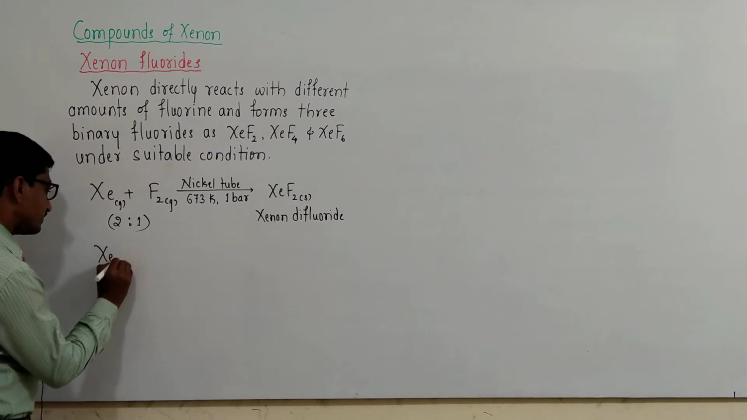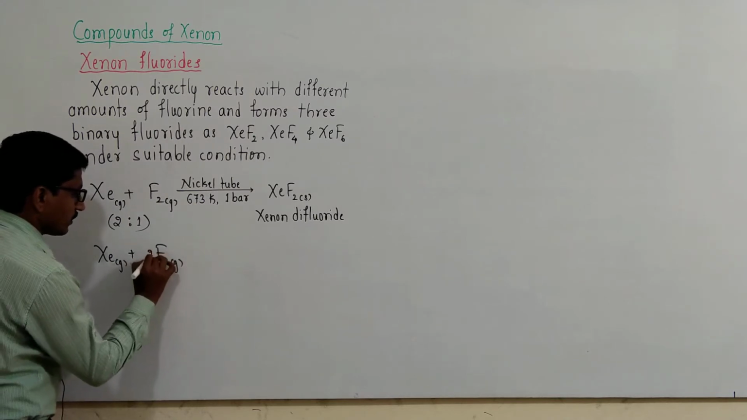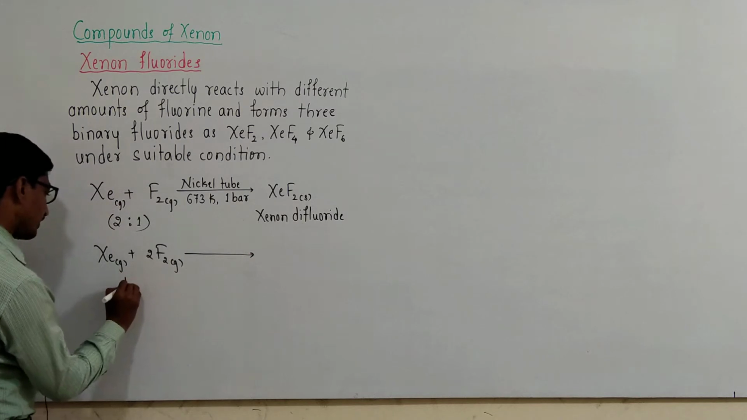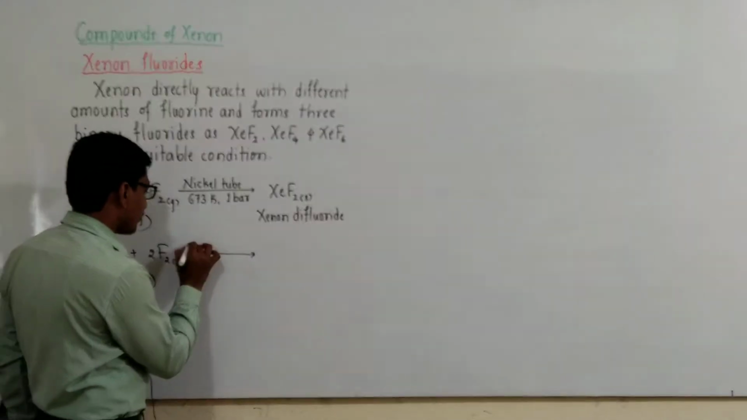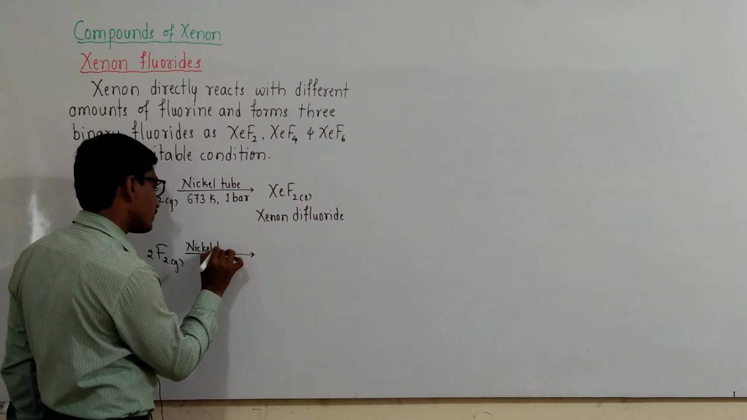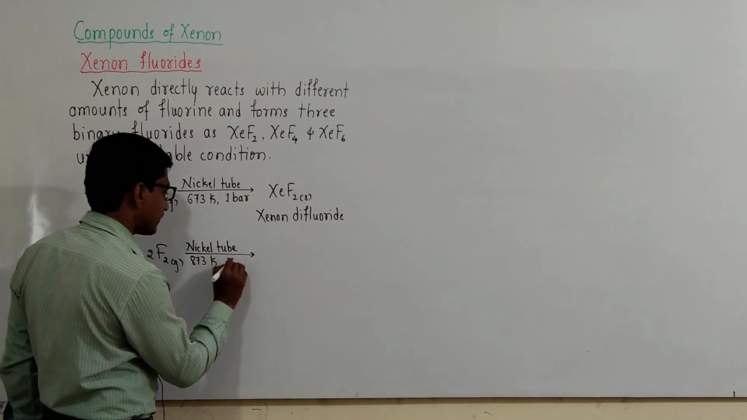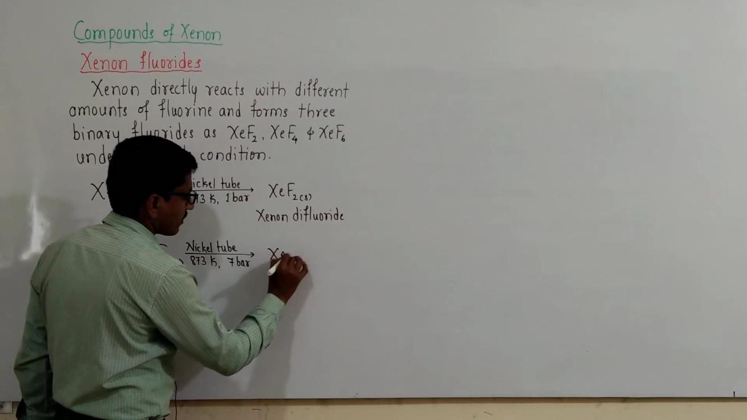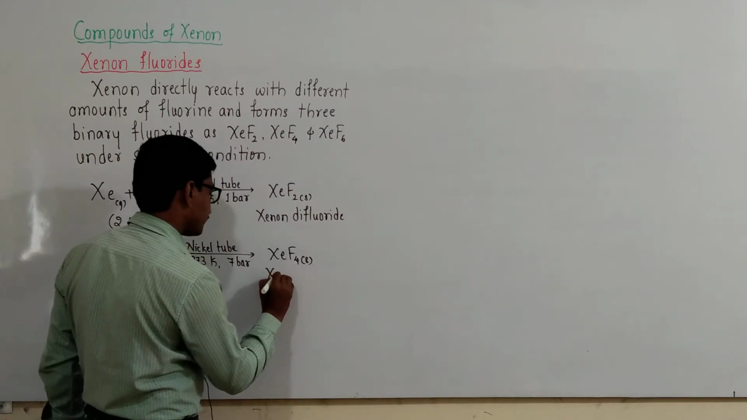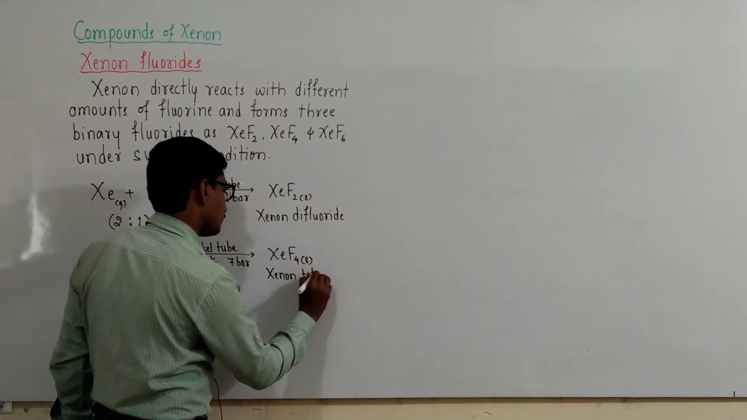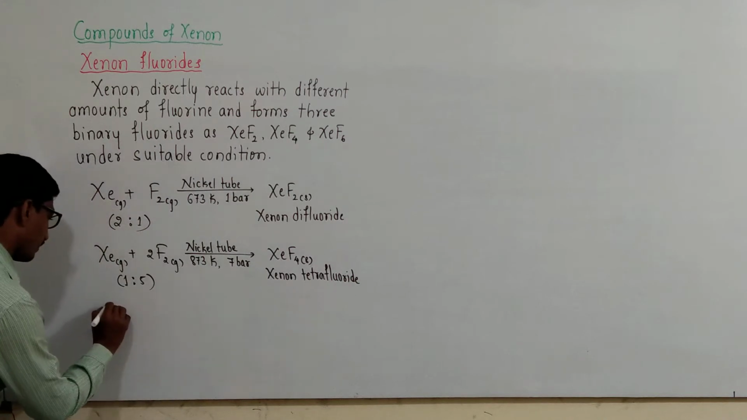When xenon reacts with fluorine in the ratio 1:5, the xenon reacts with fluorine in presence of nickel tube at about 873 Kelvin temperature and 7 bar pressure to form XeF4 solid. It is called xenon tetrafluoride.